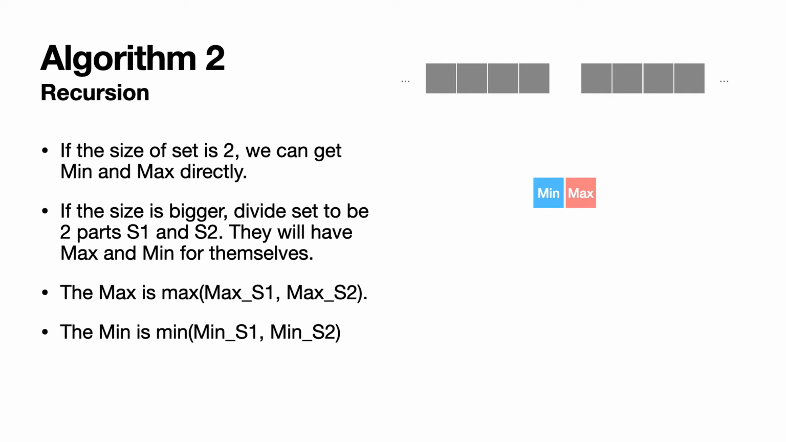So it's a recursion process until we reach every small set inside. We can get the overall minimum and maximum.